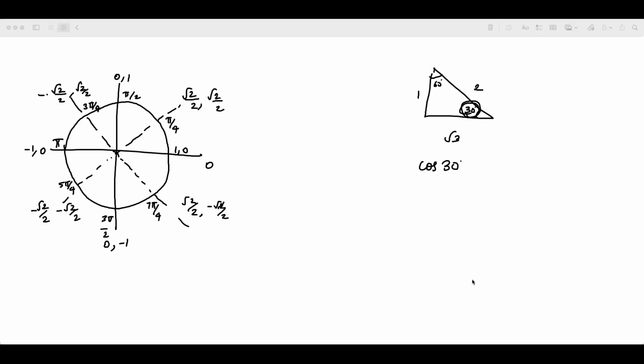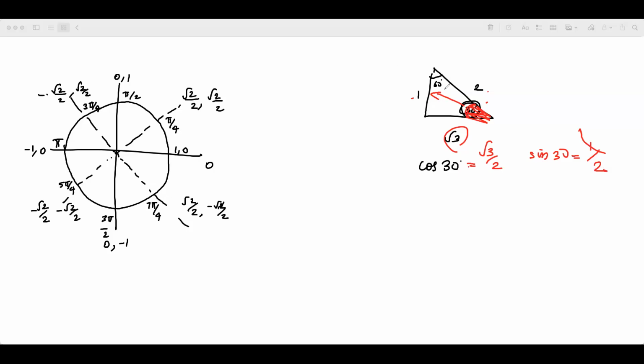Yes, Krish. What is cos 30? What is cos 30, guys? From the figure you can say, right? Cos is what? Adjacent by hypotenuse, right? From the figure, what is cos 30? Is it square root of 3 over 2? So, sin 30? Opposite by hypotenuse, right? It's 1 by 2. Any questions here?